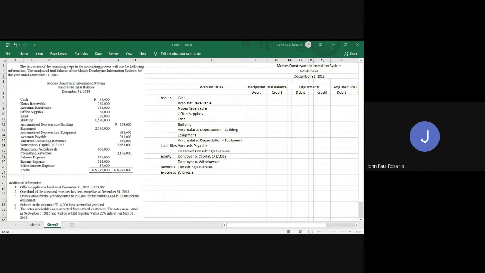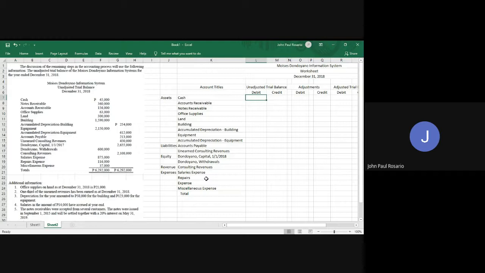Okay, so here I'm back. So where was I? Yun. So sa expenses na ta, no? Salaries expense, and then repairs expense, and then miscellaneous expense. And then of course ato ang total, dili ato kalimtan. Okay. And then ayun. So naa tay atong kopyahan sa amounts.